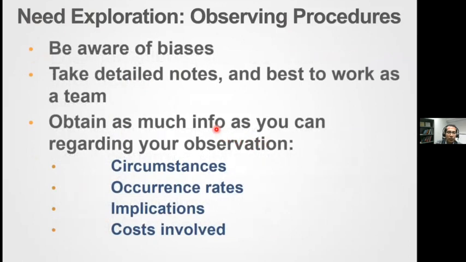Then you want to be aware of biases: your own biases, the clinician biases, patient biases, and so forth. And you want to generally do this as a team. So somebody takes notes, the other person is maybe interviewing, the other person is observing, or multiple parties are observing from different angles. You don't want to do this as a one-person task. And then you want to take comprehensive notes about the circumstances, occurrence rates, implications, costs involved, and so forth. The list goes on. Record as much information as possible.